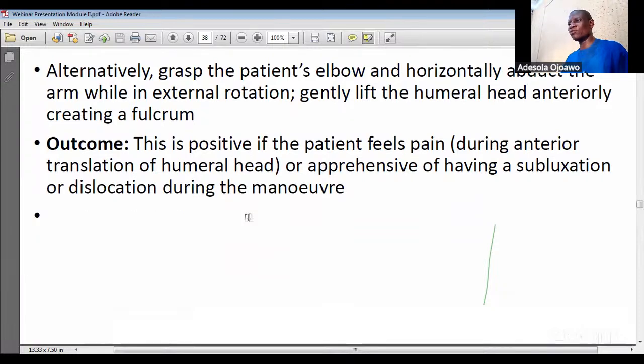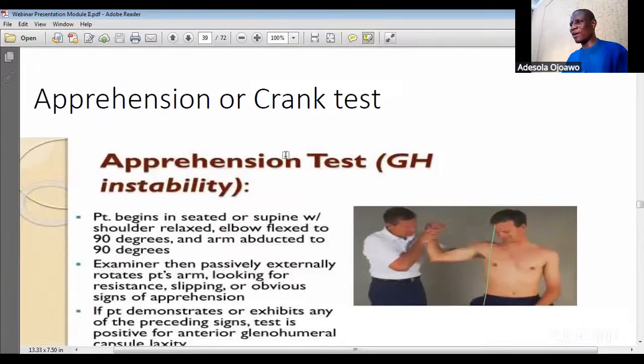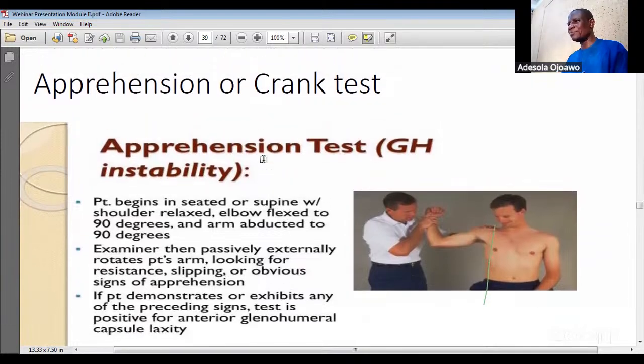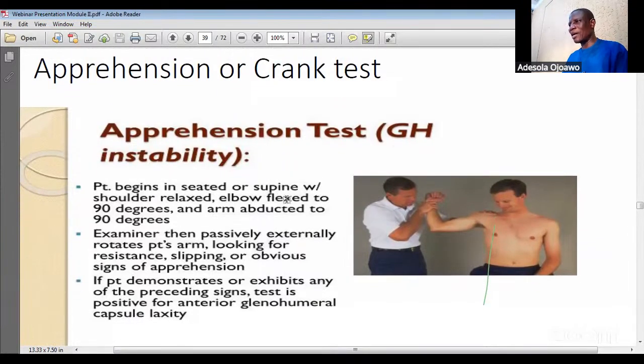There's having dysfunction of the leg. Yeah, we are familiar with it. Call it apprehension test or Clark's test, right? Or crank test. Yes. How do you do that?